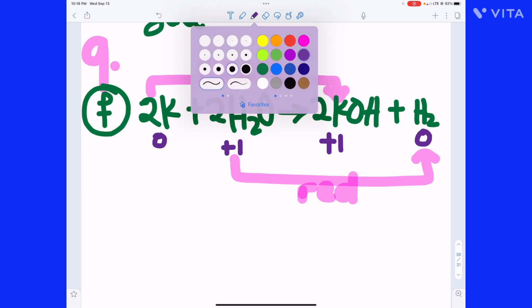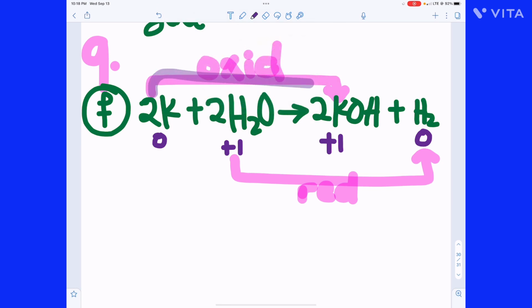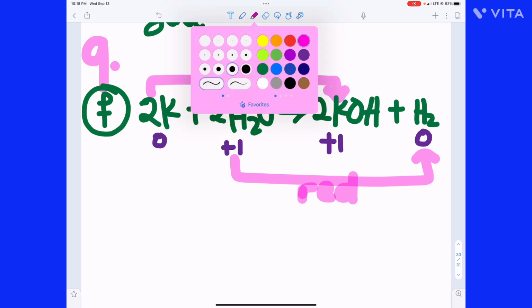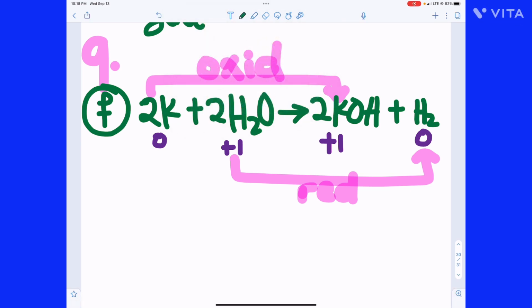Let me use a different pen. This is oxidation, and this is what? Reduction. So we want to pick what substance is oxidized. That's our first question. What substance is oxidized? It is potassium that is oxidized. So that's our answer for the first question.